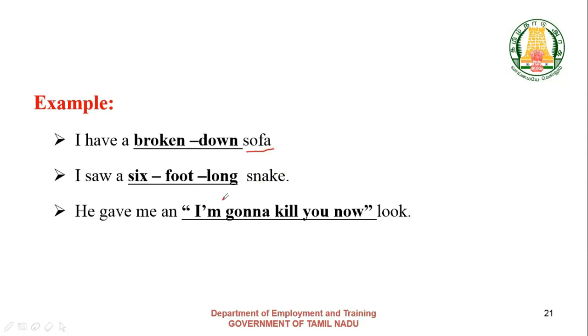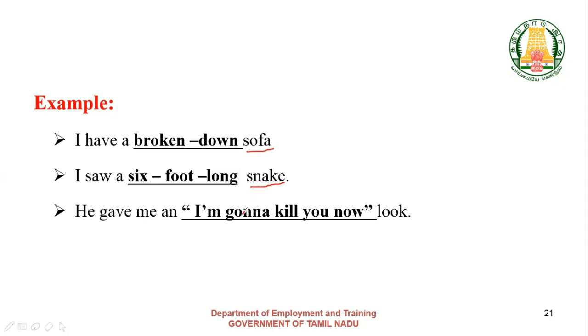Next example. I saw a 6-foot long snake. In this case, 6 foot long, there are three different words that come together to specify a single creature, that is snake. The size of the snake is 6 foot long. So here, snake is a noun. The compound words which describe the noun snake become a compound adjective, like 6 foot long.